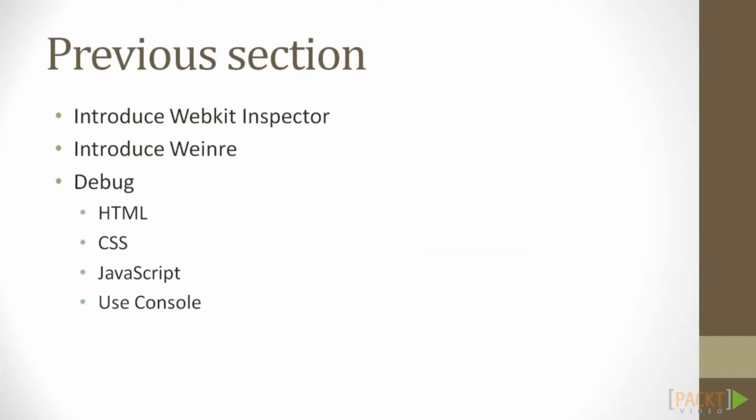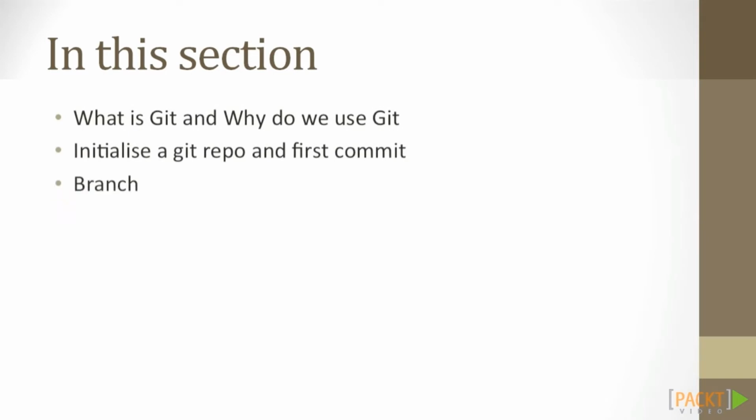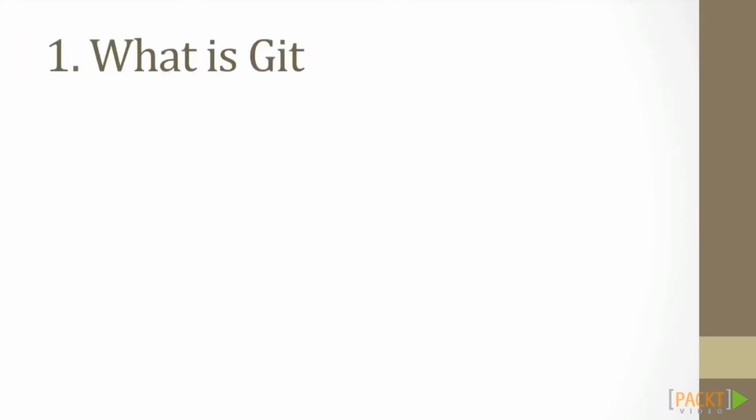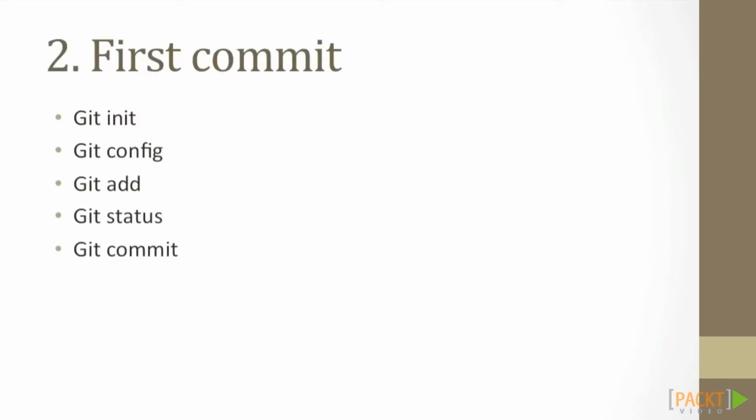In the previous section, we've introduced how to debug our applications. In this section, we will talk about Git, which plays a very important role in application development. Git is a distributed version control system. It manages the source code for our application.